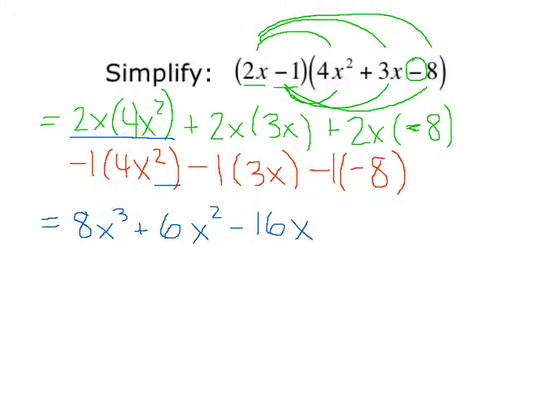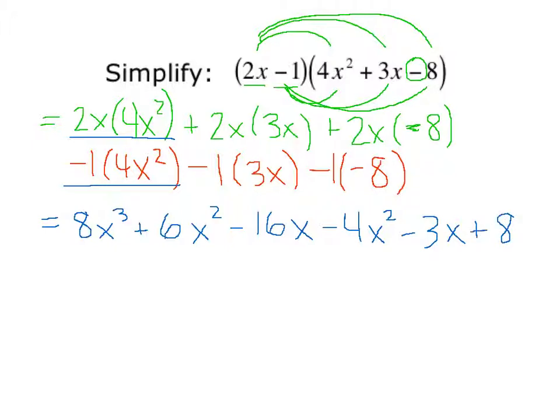Now we have a -1 times 4x squared. So the coefficients of -1 times 4 gives us -4, and we still have that x squared. Then -1 times 3x gives us a -3 and the x. And lastly, we have a -1 times a -8, and a negative times a negative makes a positive, so we have plus 8.